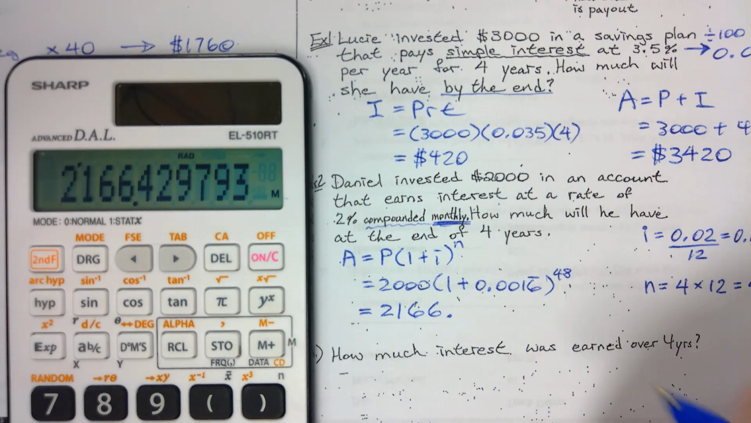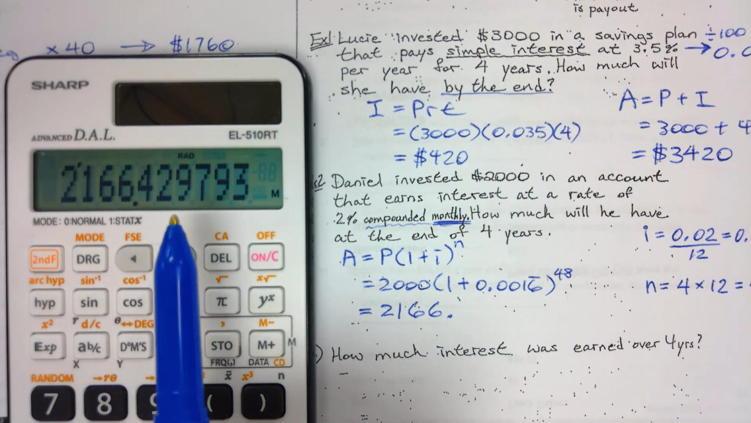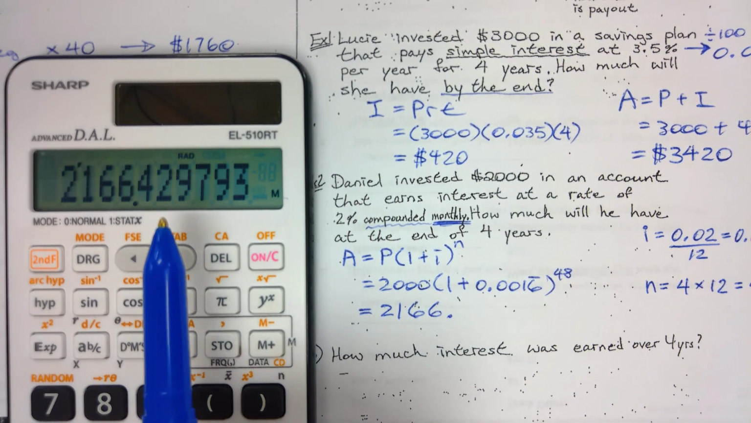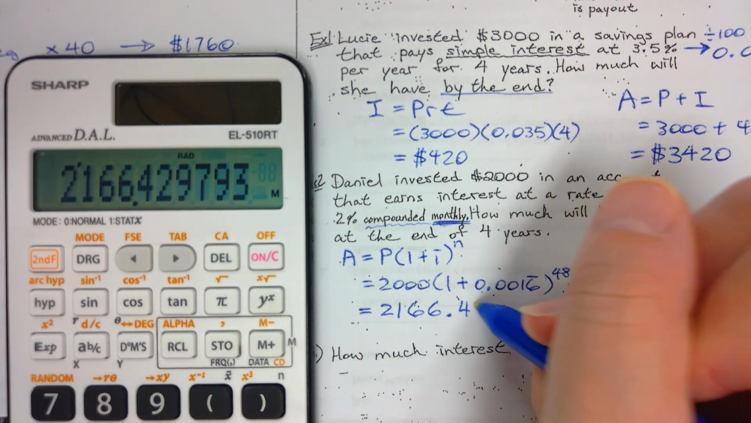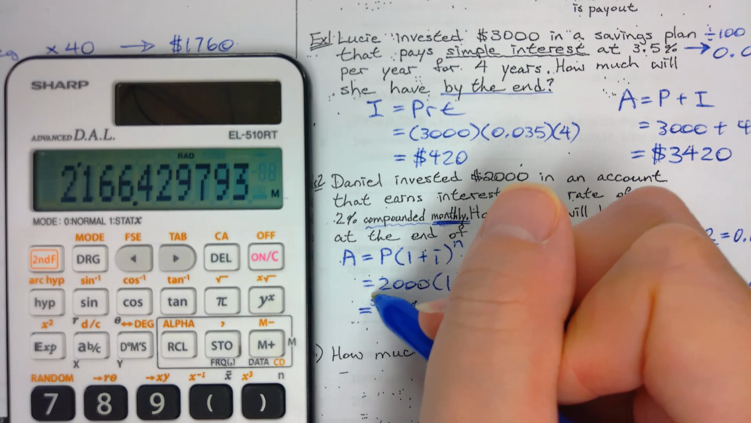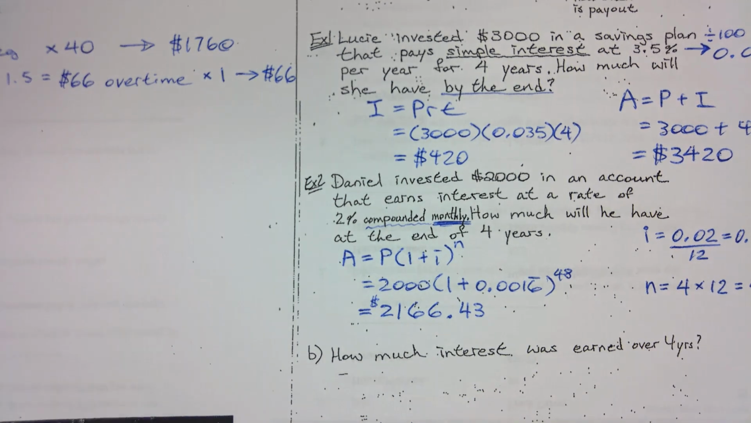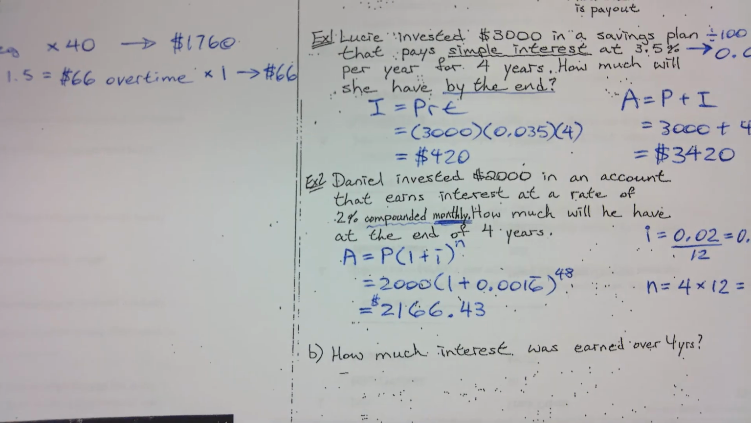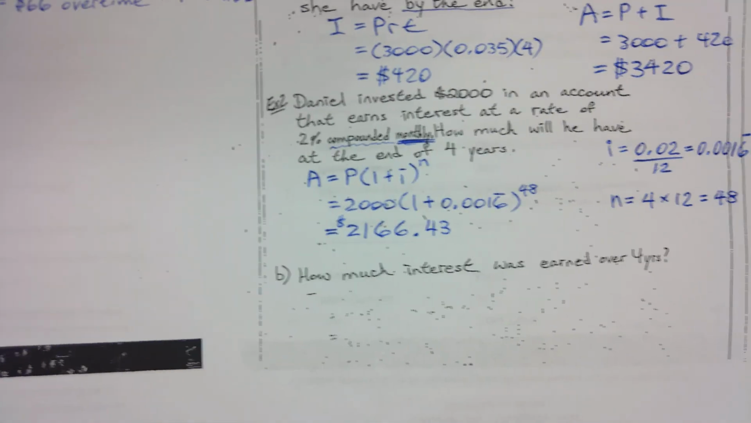$2,166 and how much? What should I round this to? 43. Right. But at least you guys know to round to 2 decimal places because it's money. Good. Okay. So at the end of that 4 years, I see that I earned $2,166.